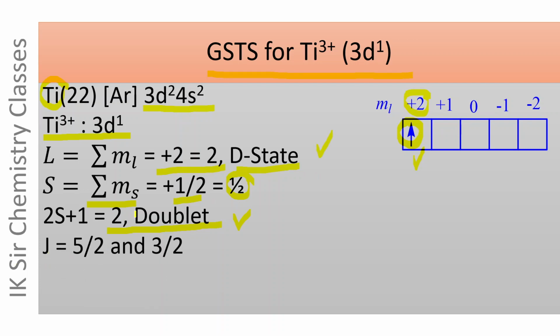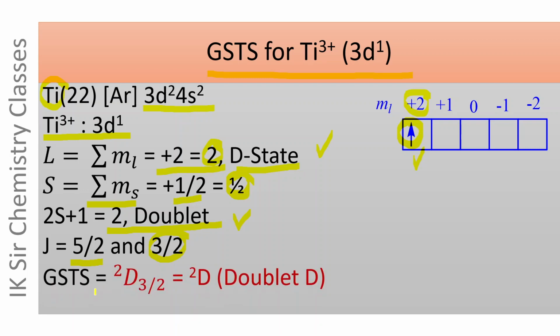The value of J varies from L+S to L−S. L+S is 2 + 1/2, equal to 5/2, and L−S is 2 − 1/2, equal to 3/2. There are two values of J, 5/2 and 3/2.